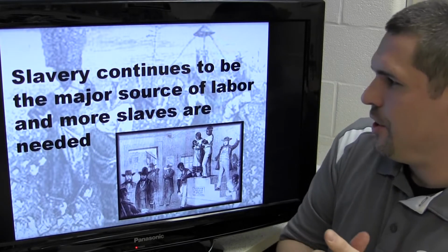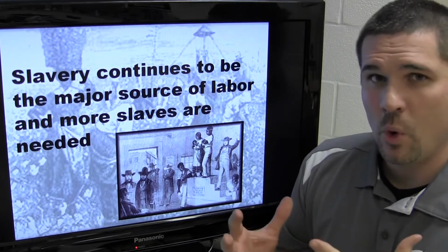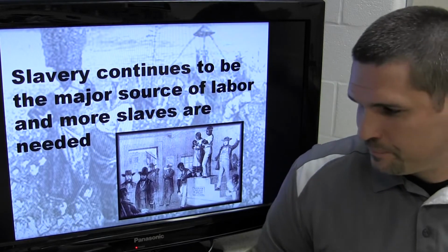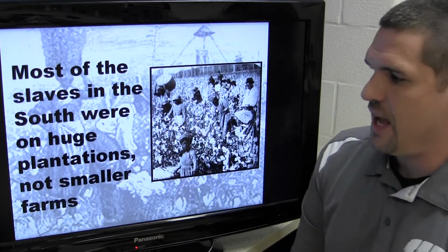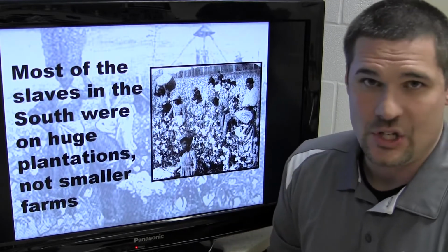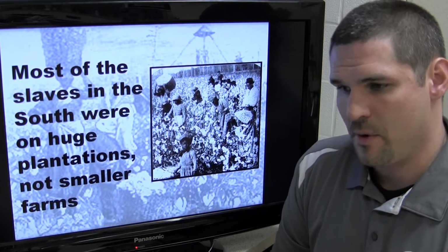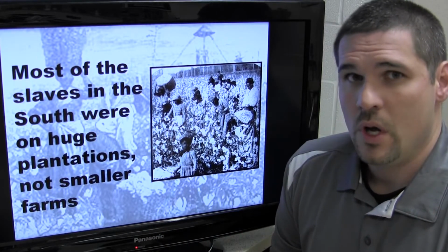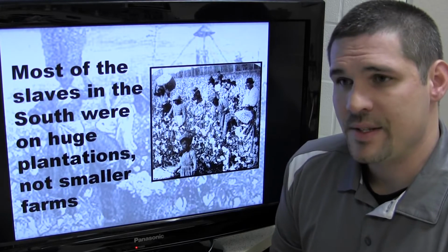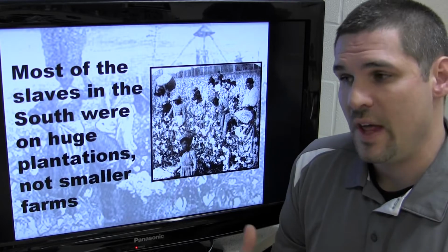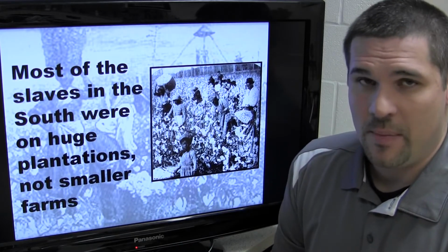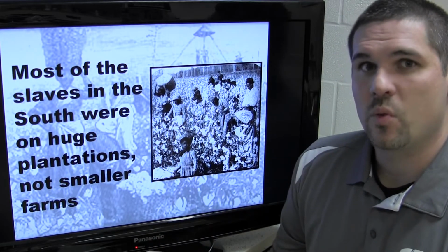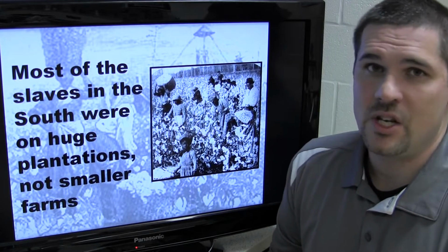Slavery is going to continue to be a major source of labor, and more slaves are needed, as I showed you in that flow chart before. And most of the slaves in the South were on huge plantations, not on the small farmers' or yeoman lands. Very few whites in the South were plantation owners, but those that were had an enormous amount of land, and this is where you're going to find most of the slaves. So a majority of the slaves were owned by a very small group of plantation owners in the South.